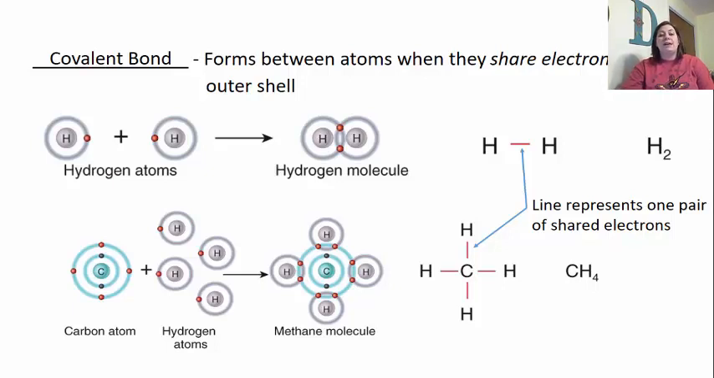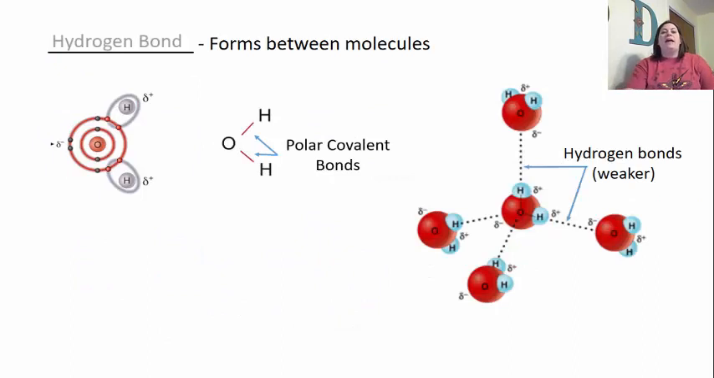Okay, another example here is where we look at a methane molecule. This is where a carbon who has 4 electrons in its outer shell will share with 4 distinct hydrogens. This is going to allow the carbon to be happy, but also the hydrogens to be happy. We represent these when we write these out with a bond between the atoms as a line. This line represents a pair of shared electrons. So they are sharing those electrons in a covalent bond. Now, hydrogen bonds are going to form between molecules.